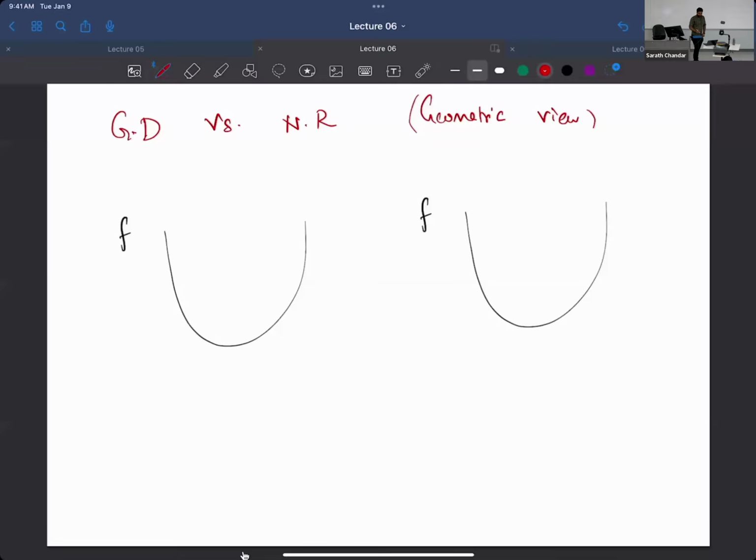If I have a function like this, the way gradient descent works is you start somewhere and compute the gradient. The gradient is telling you the opposite direction, so you do minus alpha times gradient. Then you take a very tiny step to reach here, then you do another step, then another step. You're going to continue doing this for many, many steps, and finally you'll reach the minimum.